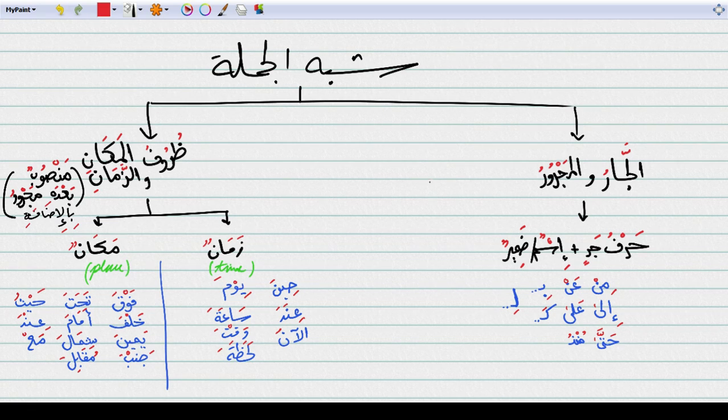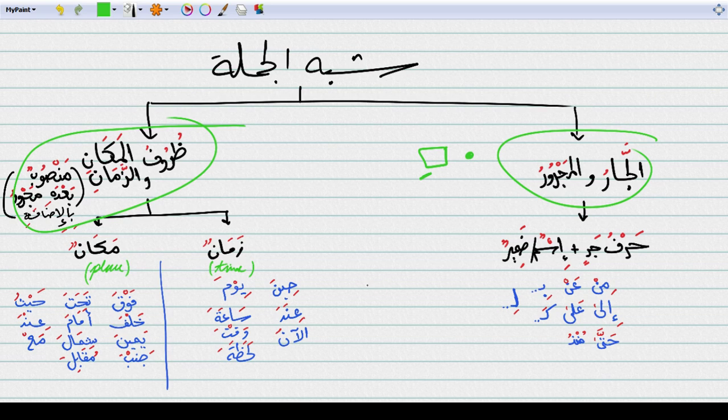What does that mean? That's Arabic gibberish to us, right? So let me just explain briefly. Jar and majrur: these are words that whenever you put this word, the next word will have kasra. And this one we call harful jar. So jar in Arabic grammar means to make a word end with kasra. Harful jar is the letter or the word that causes this. And these are the set of words.